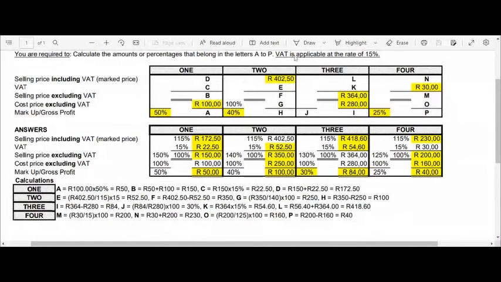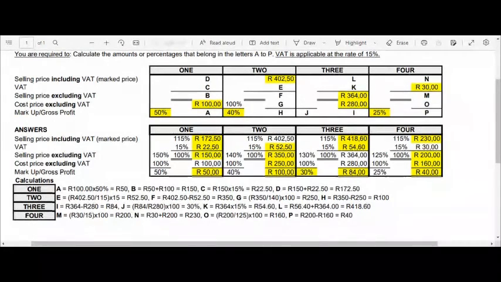Okay, ladies and gents, so that means we are done with the value-added tax. We've got the inclusive amount, we've got the VAT amount, we've got the exclusive amount. Now we only need to go and focus on our markups and our cost price and our gross profit, right? So we still need to go and calculate O and P.